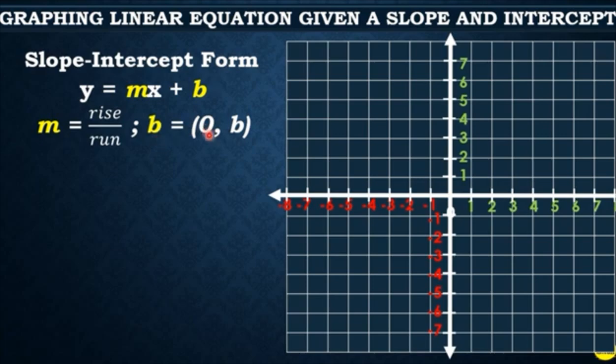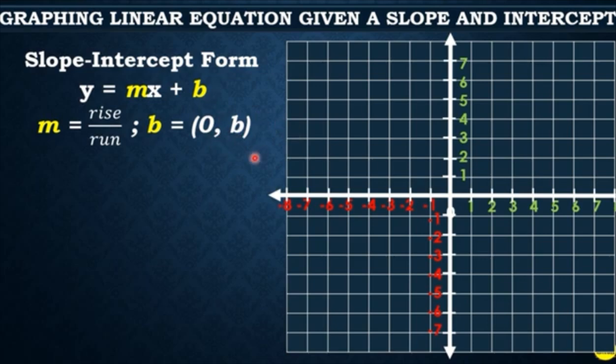So, this is how we plot your b, your y-intercept. So, gagawin natin siyang ordered pair na 0, b. Your b is your y coordinate since this is your y-intercept. Okay? So, dito natin siya ilalagay. So, gagawin natin siyang ordered pair para ma-plot natin siya.